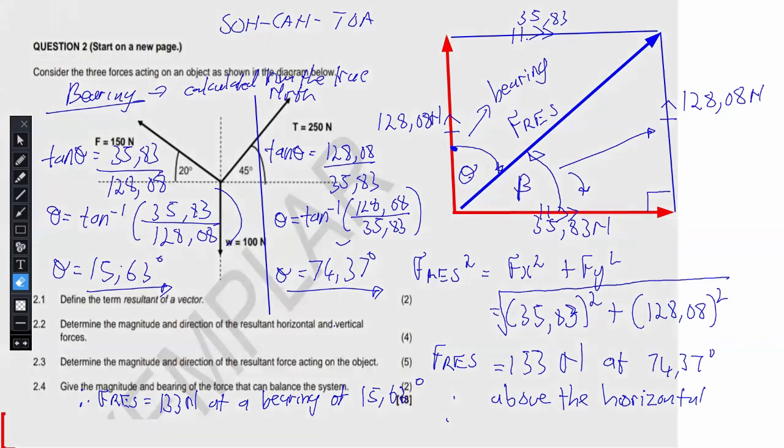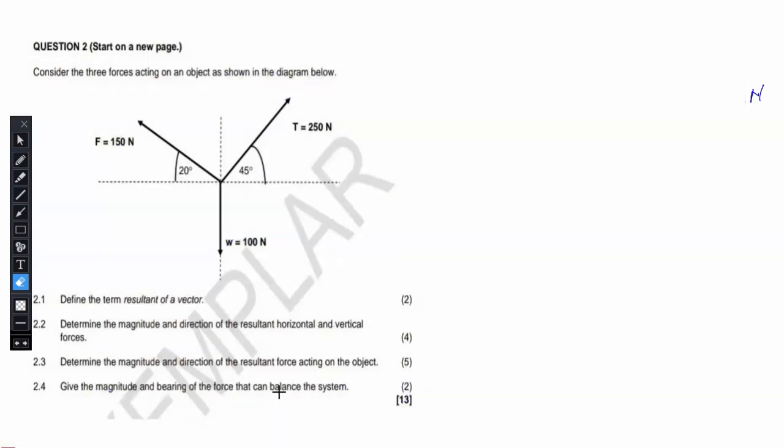2.4 was only for 2 marks. So they're saying give the magnitude and bearing of the force that can balance the system. You see now they want the what? The bearing. So I have to redraw whatever I was indicating there. So this and that.